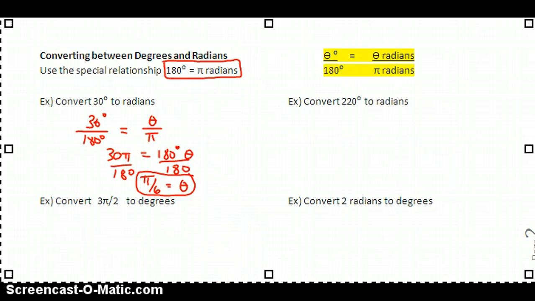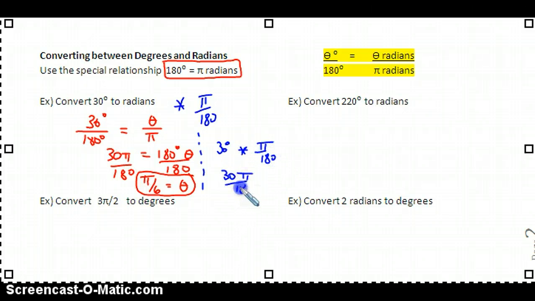Another way that you could have done this, instead of having to write a proportion and solve it, is if you want to change from degrees to radians, you can just multiply by the relationship pi over 180. So let's do that also, so you can see I'm going to get the same answer. If I take 30 degrees and multiply it by pi over 180, I end up with 30 pi over 180. Again, that's what we had here. And then if I reduce this fraction, it becomes pi over 6.